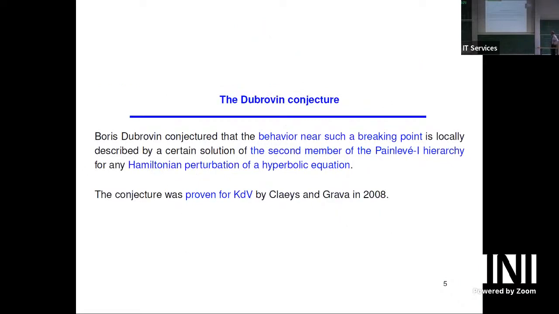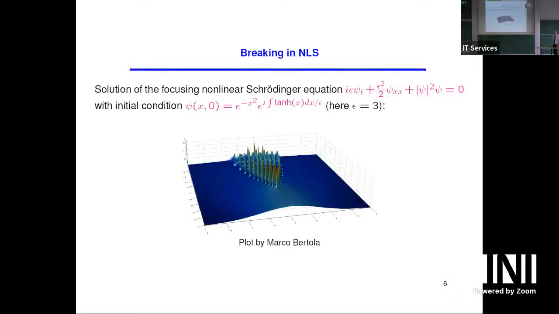So there was a very nice conjecture by Boris Dubrovin that not just for KdV as a good model equation, but for any Hamiltonian perturbation of a hyperbolic equation, generically at a breaking point, this gradient catastrophe point, your local behavior will be described by a certain function, and this function satisfies the second member of the Painleve-I hierarchy. This is a classical conjecture by now, and was proven, for example, by Claeys and Grava in 2008 for Korteweg-de Vries. Now, here is the type of wave breaking that I'm going to be starting with, at least, and then we'll tweak it.